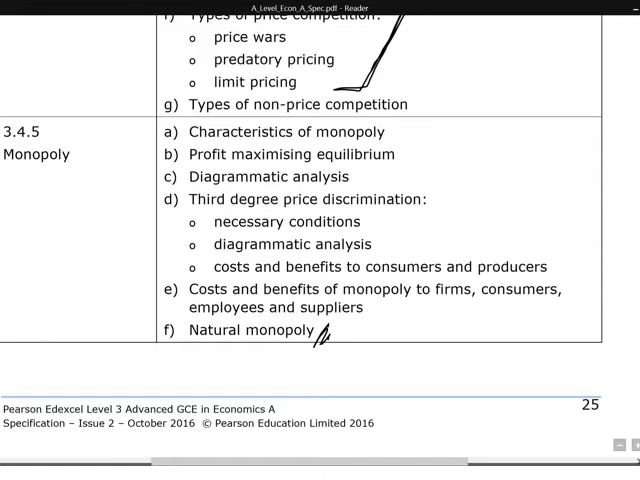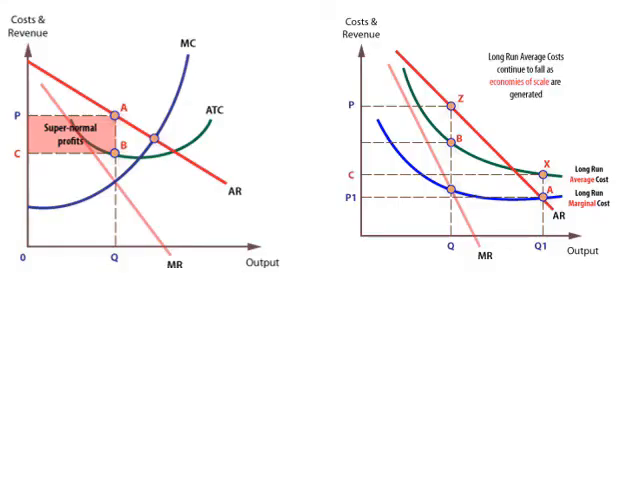Also within the monopoly section, you have a little section at the bottom here which mentions natural monopoly. You don't need this graph, but I'm just going to show you a graph to help explain what's going on, to analyse what a natural monopoly is. So the usual monopoly graph we've got here on the left, you've got your welfare loss, you've got the supernormal profit, it's operating at profit max.